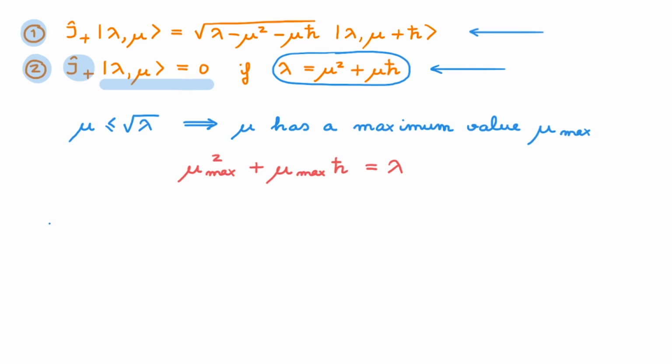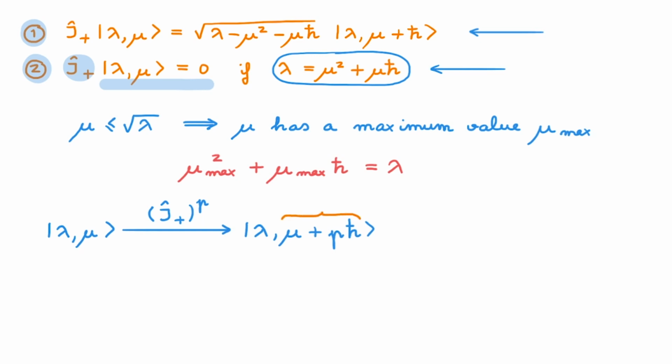Mathematically, we can start with a state with eigenvalue mu, and we now know that this mu cannot be arbitrary. There must be an integer p for which, applying the raising operator p times, we end up with a state with eigenvalue mu plus p h bar, and for which this value we end up with must be exactly equal to mu max. This is necessary because then, when we apply J plus again, we will kill the state, terminating the ladder and thus obeying the upper bound on the values of mu.